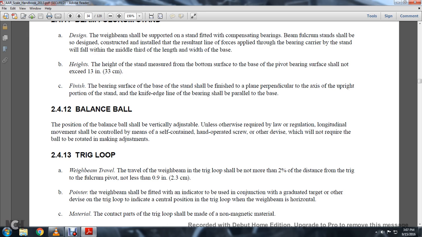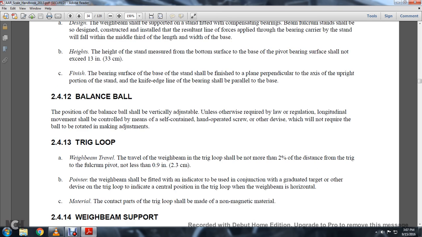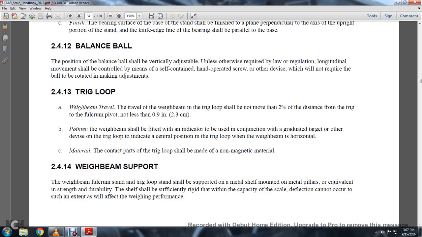2.4.12 Balance ball. The position of the balance ball is vertically adjustable unless otherwise required for the law of regulation. Longitudinal movement controlled with the means of the self-contained hand-operated screw otherwise devised, which does not require the ball to be rotated with making adjustments.